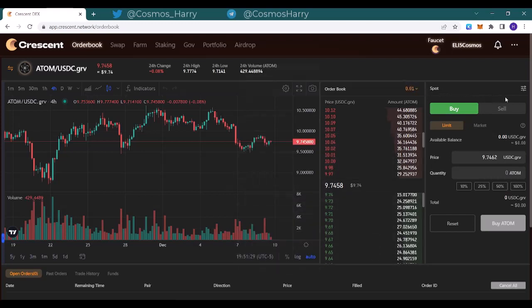And on the right, we have limit and market orders. So you can place a limit order by selecting the price, and then you can select quantity. It will give you a price, and it does not execute until it hits that price. And for the market buys, the price is already set by the market, and you just type your amount like you normally do and buy it.